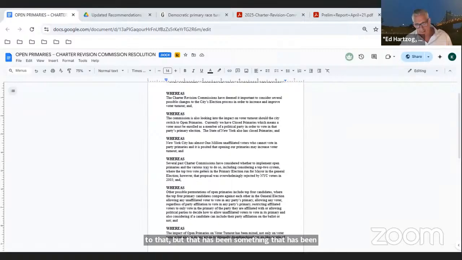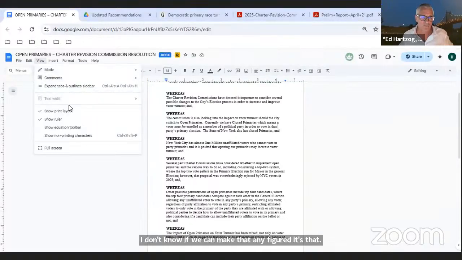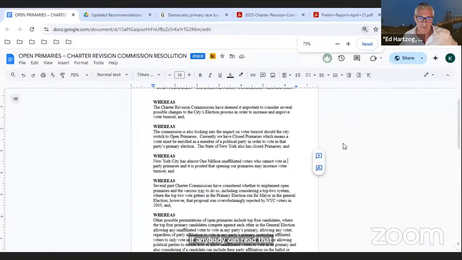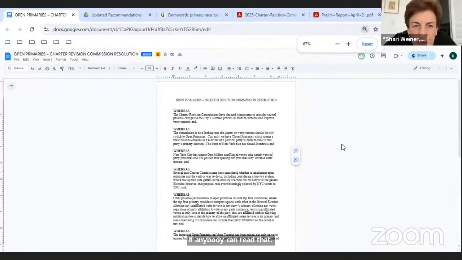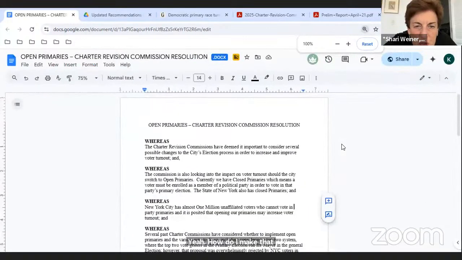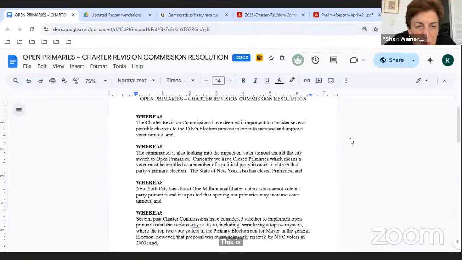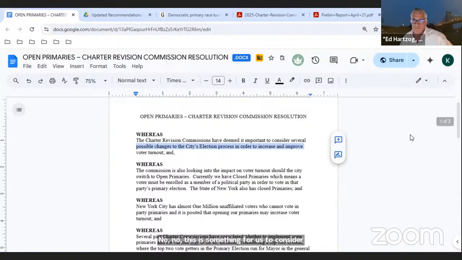Again, as I alluded to, and as you can read in the resolution, again, I wish I could. I don't know if we can make that any bigger. I don't know if that helps or not. If anybody can read that. Yeah. How do I make that? But this is a resolution of the Charter Revision Commission. It's their resolution. No, this is something for us to consider, for our purposes.